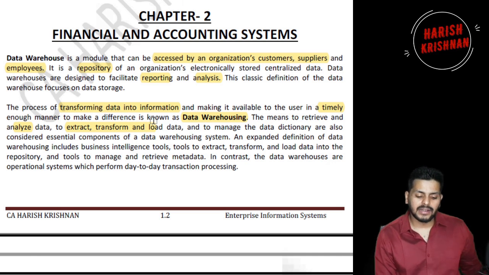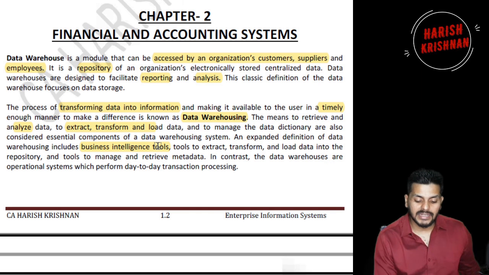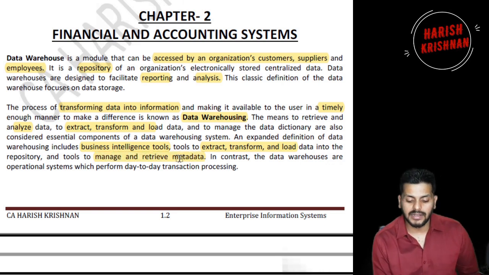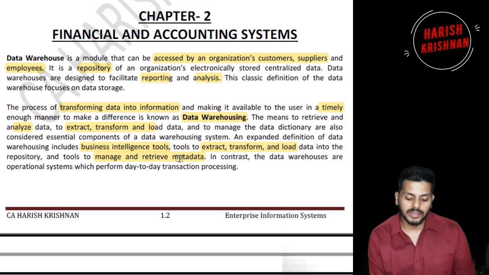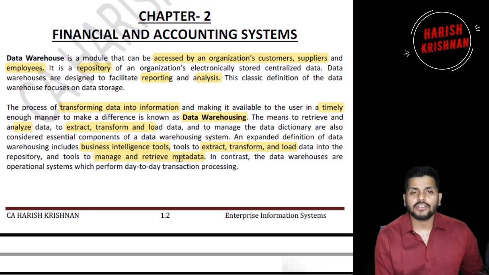An expanded definition of data warehousing includes the BI tools, the business intelligence tools, which are later discussed in this chapter. The tools that are used to do ETL, tools to extract, transform, and load into the data warehouse, tools to manage and retrieve metadata. You know what is metadata, right? Data about data. Those of you who don't know can write down there in bracket, it's data about data. In contrast, the data warehouses are operational systems which perform day-to-day work.